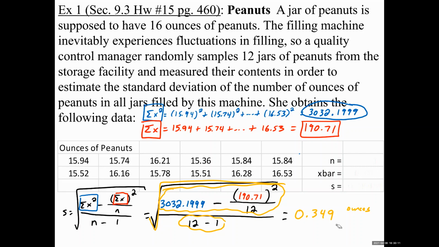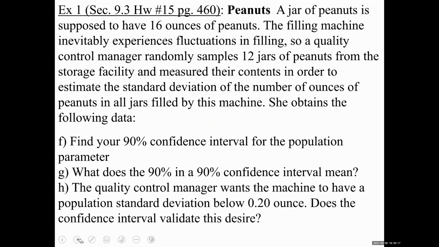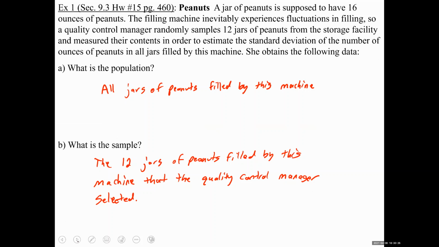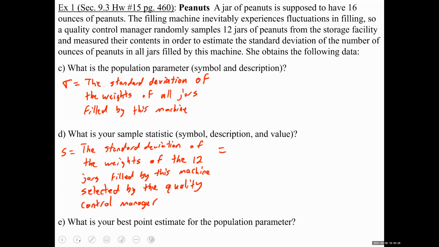Okay, questions? All right, 0.349, let's go. You know what, let's just go ahead and go to 4. Most of the time we go to 4 numbers anyway. So 0.3492. That goes here.